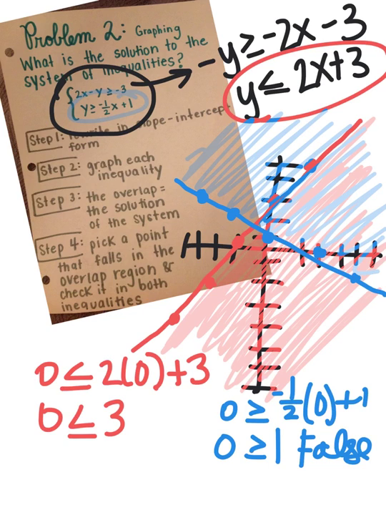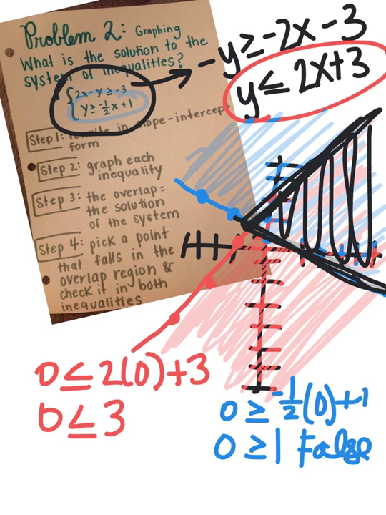Okay. Remember, we are looking for the overlap in the two graphs. That's going to be our solution. So where does my graph overlap? From here to here. Okay, let's try this again. From here to here is where we see this overlapping. So this portion of my graph is going to be the solution.